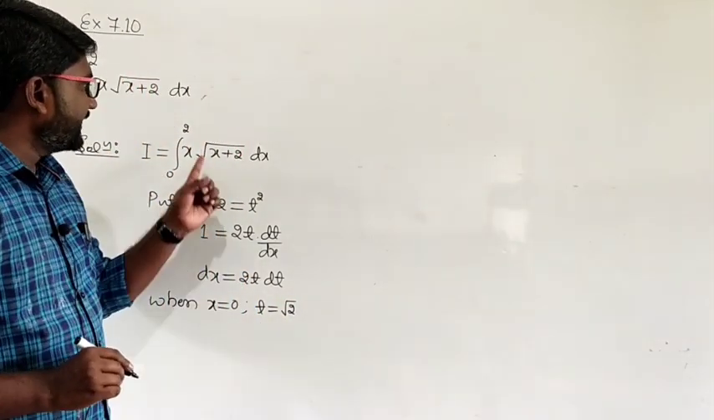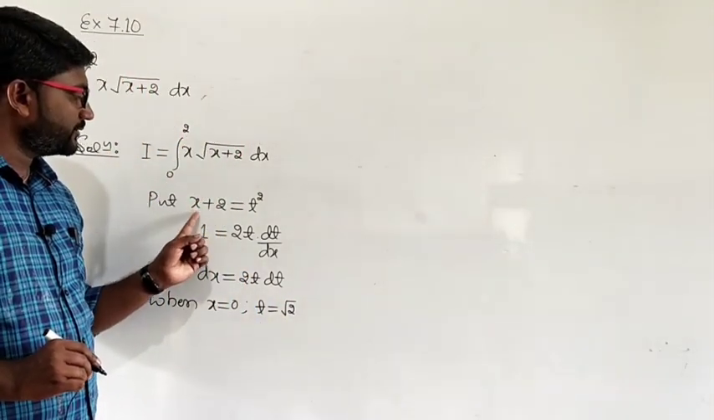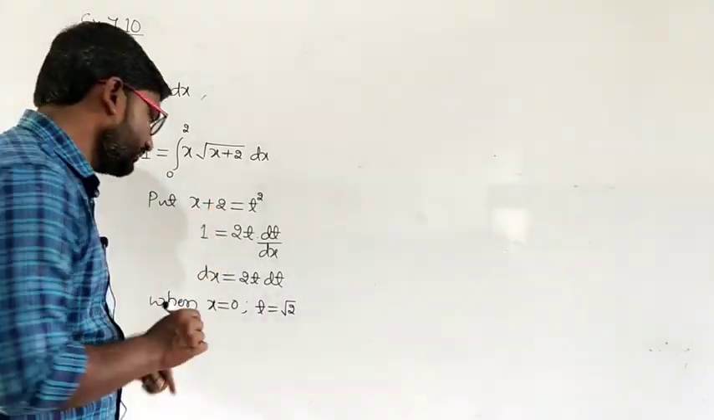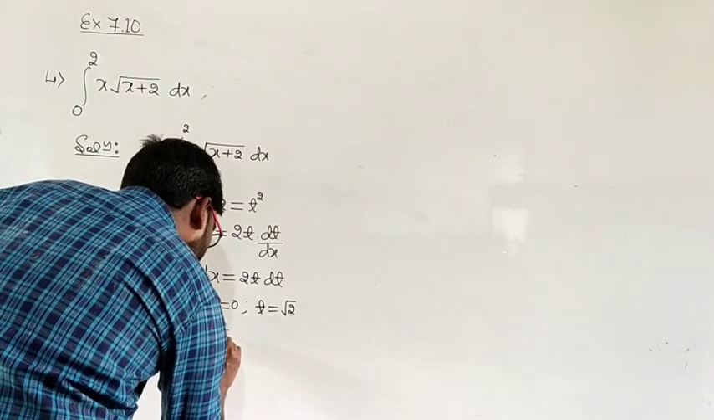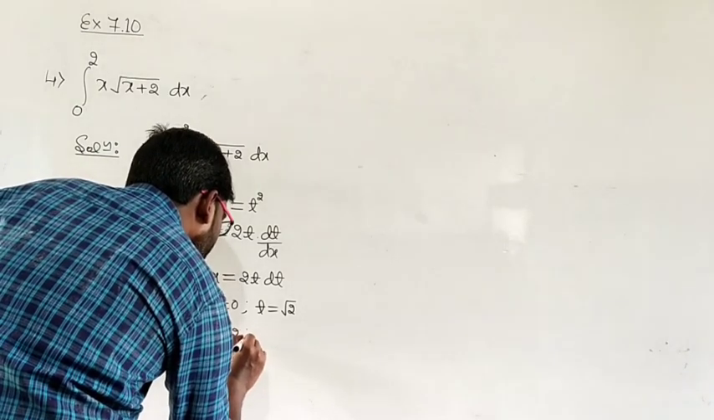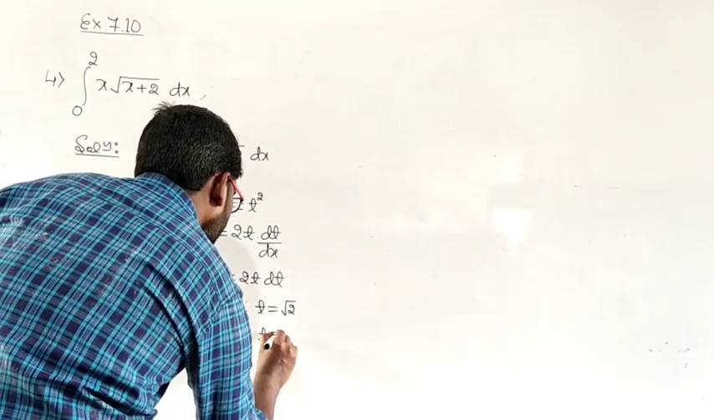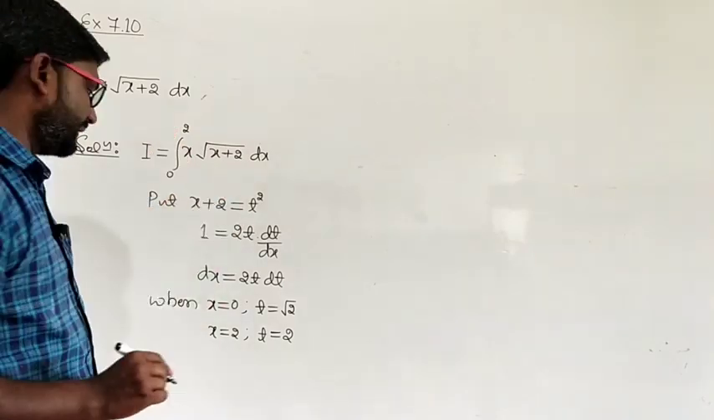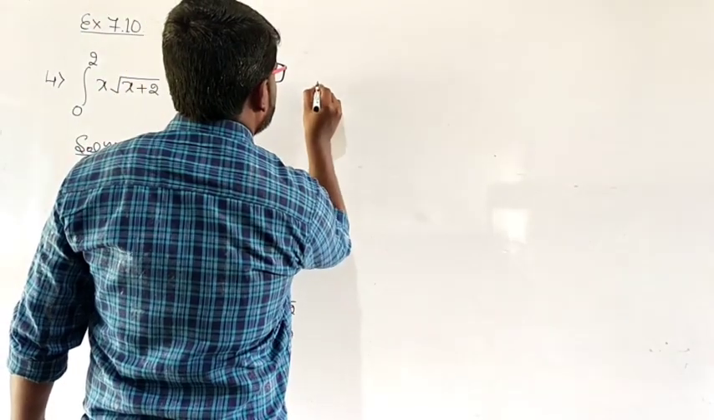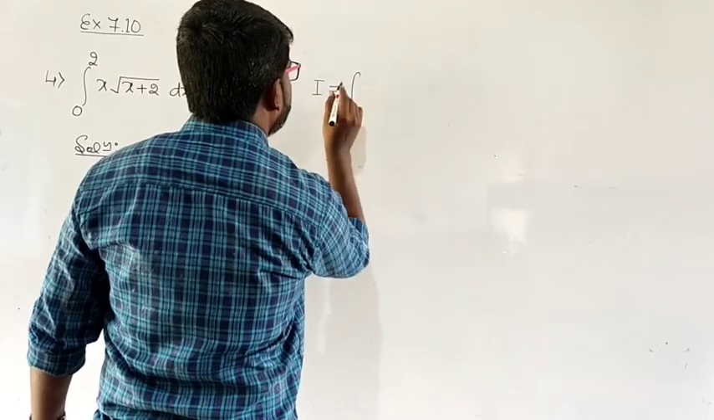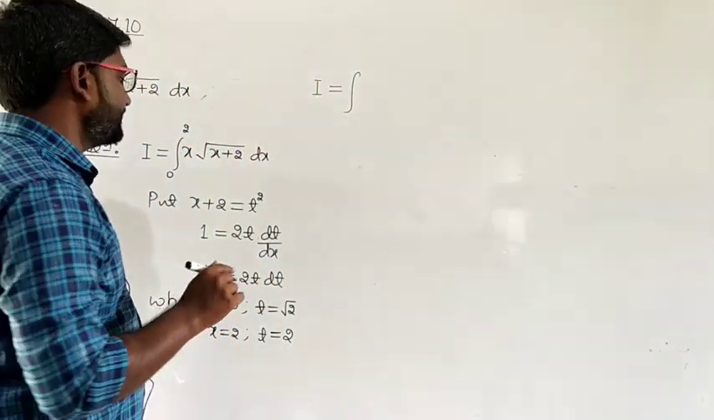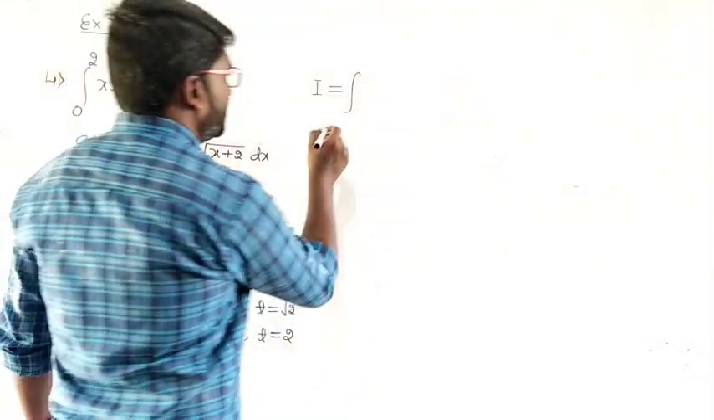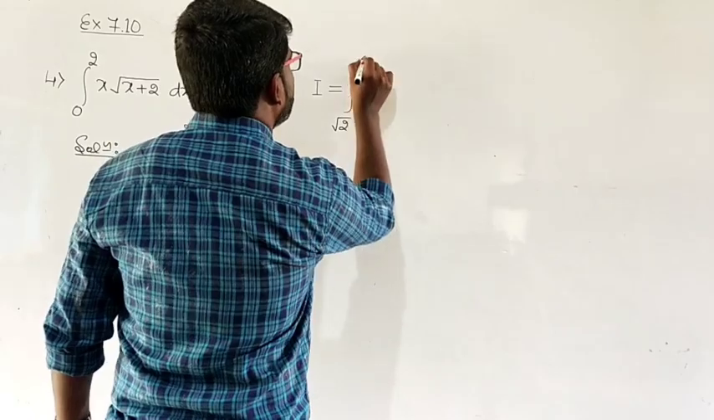Then when x equals 2, put x equal to 2 here, 2 plus 2 is 4, t square equals 4, that means t equals 2. So when x equals 2, t is also 2. Now we have to rewrite the given integral. I equals integral, and the new limits, instead of 0 to 2, are root 2 to 2.